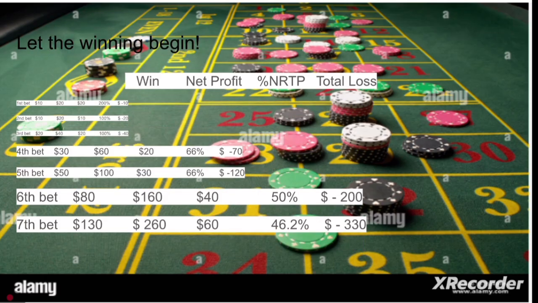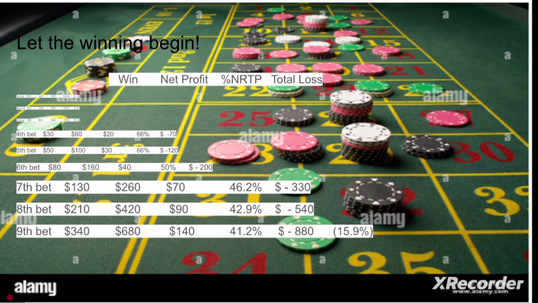In the seventh step, it's a $130 bet. We win 260 to net us $60 profit. This now takes us from that 50% to now only 46.2% return to us as profit.